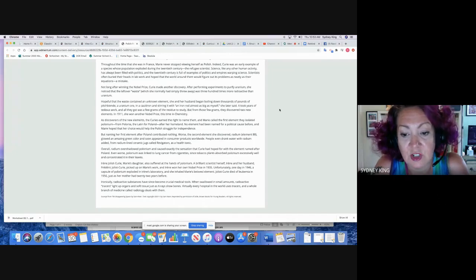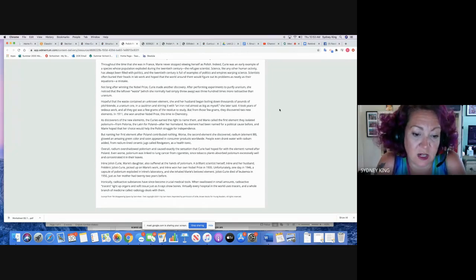Worse, the second element she discovered, radium, element 88, glowed an amazing green color and soon appeared in consumer products worldwide. People even drank water with radium added from radium-lined ceramic jugs called Revigators as a health tonic. Overall, radium overshadowed polonium and caused exactly the sensation that Curie had hoped for with the element named after Poland. Even worse, polonium was linked to lung cancer from cigarettes, since tobacco plants absorbed polonium excessively well and concentrated it in their leaves.